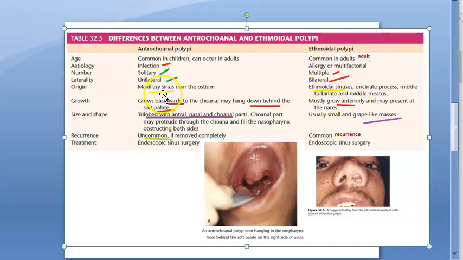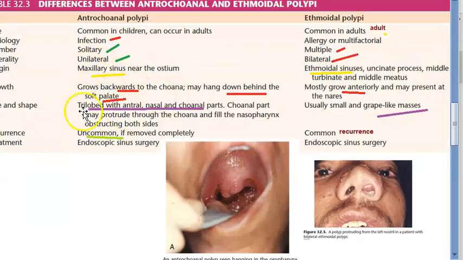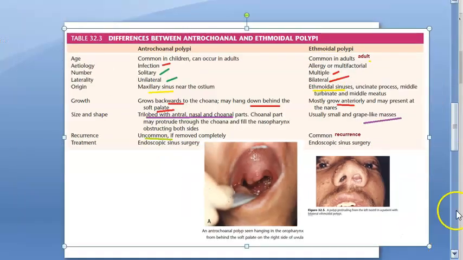This is coming from the maxillary sinus. This is coming from the ethmoidal sinus, from uncinate process, middle turbinate, middle meatus, etc. And this antrochoanal grows backwards, you can see here, and it will hang down behind the soft palate. This one will grow anteriorly and be present in the nares, as you can see here. This one will be trilobed. It will have an antral part, nasal part, and choanal part. This one will have small grape-like masses, okay. This one, if you remove, it won't recur, but this multiple, bilateral one will recur, okay. For both, the treatment is endoscopic sinus surgery, okay.